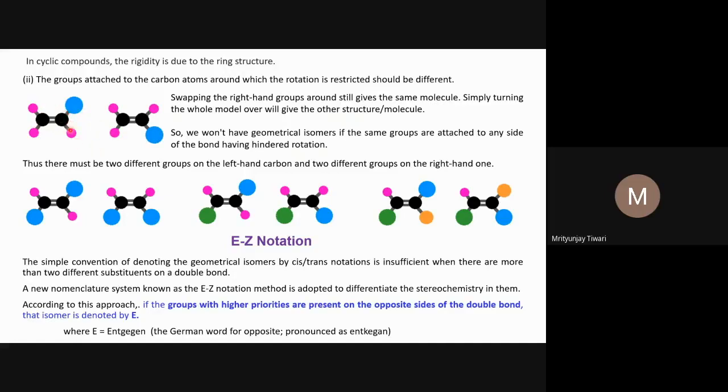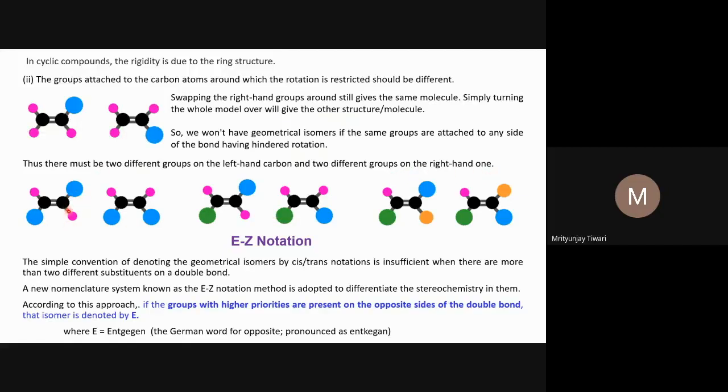Suppose this group also has the same pink group, then this will also not show the geometrical isomer. All the groups are the same, four groups on two different carbon atoms. Or even if these two groups are different and on this carbon the two groups are the same, then it will also not show geometrical isomerism. And there must be two different groups on the left-hand carbon and two different groups on the right-hand one to show geometrical isomerism.